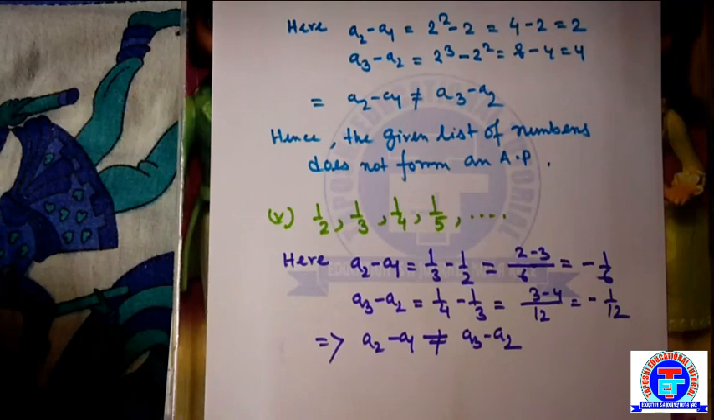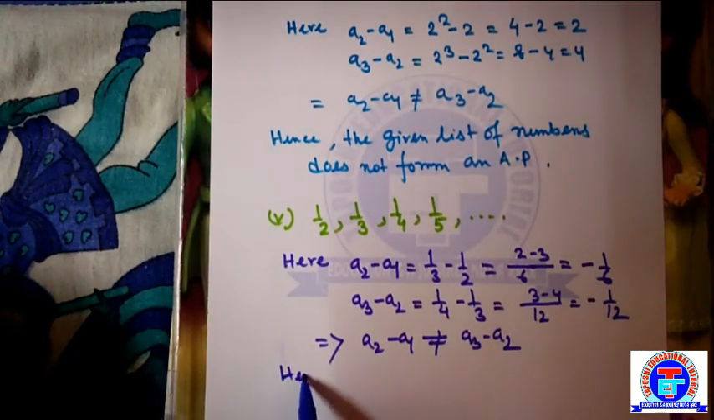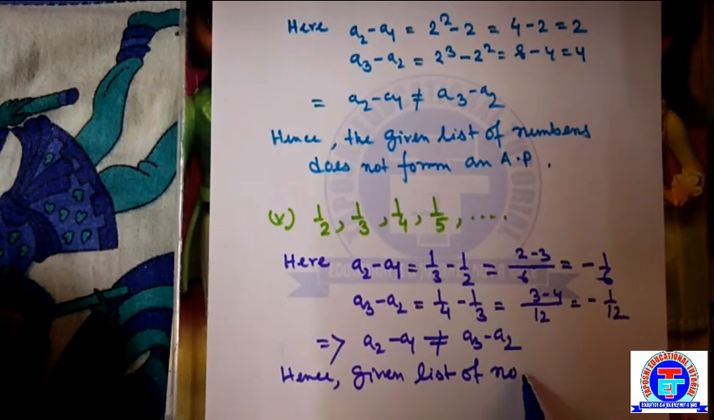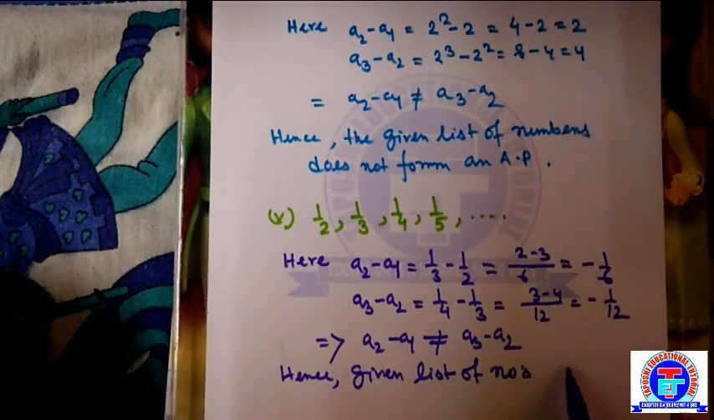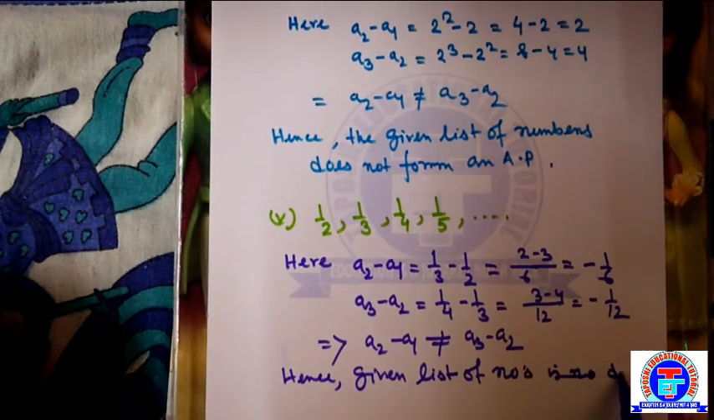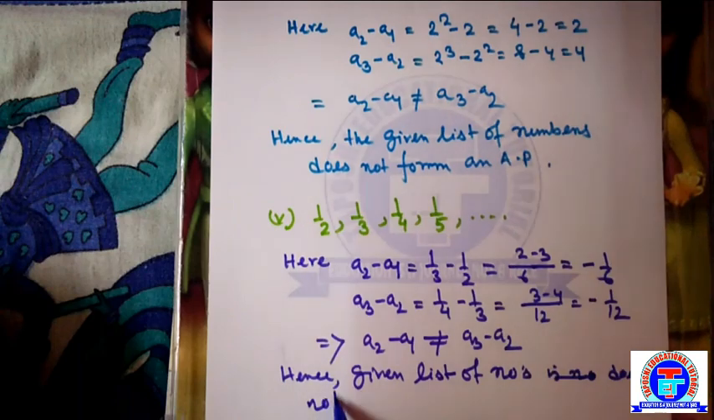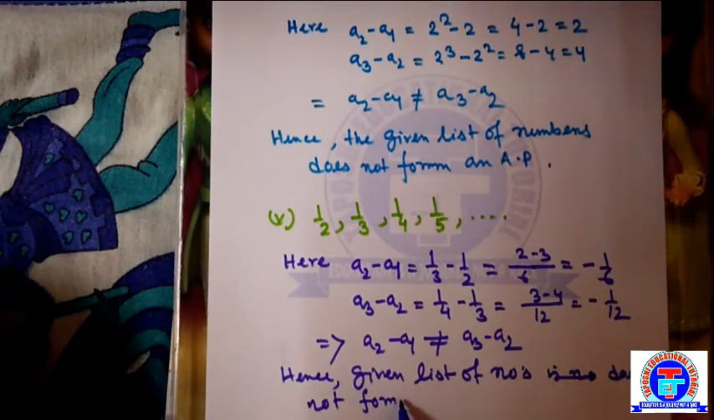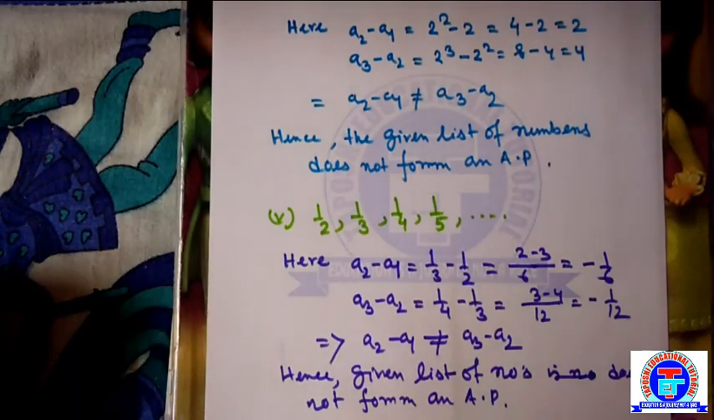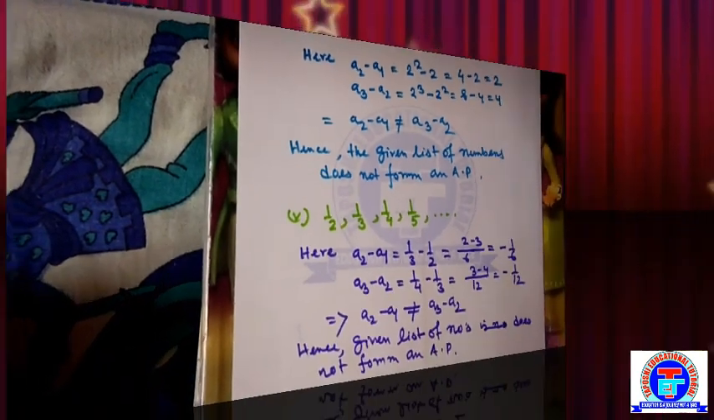Right? Hence we can write, hence the given list of numbers is not, or does not form an AP. Right? Student, I hope you clearly understand.